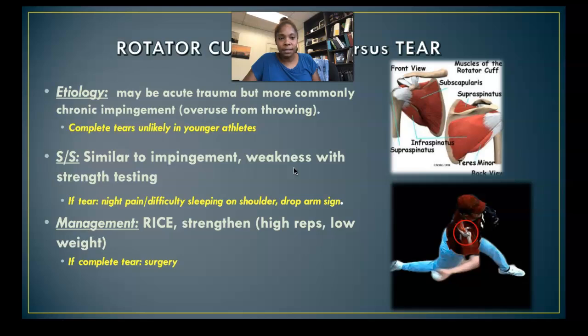If it's a complete tear, then clearly they're going to require surgery. But again, complete tears are relatively rare in our younger population. So if you're going into physical therapy and working with older patients, then most likely surgery would be imminent. But with younger patient populations, you just won't see a complete tear in the rotator cuff.